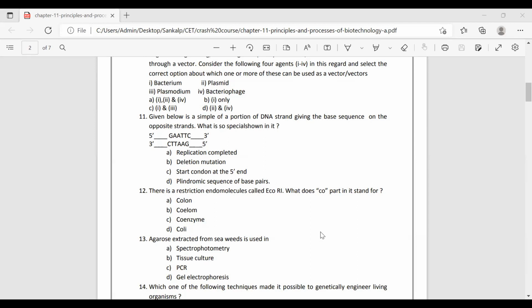Okay, question number 12. There is a restriction endonuclease called E. coli. What does the co part in it stand for? The restriction endonuclease called E. coli, what is the meaning of the co part?